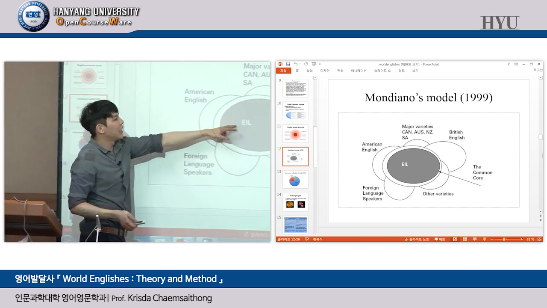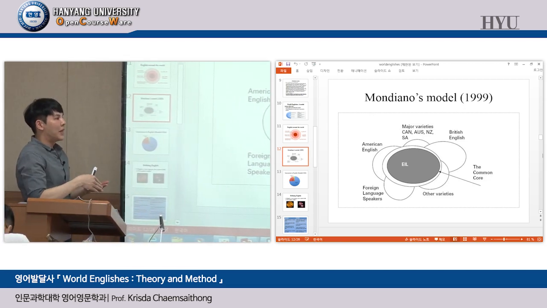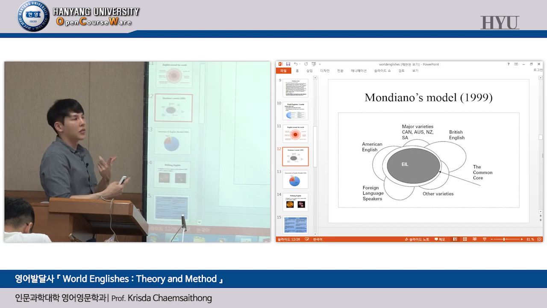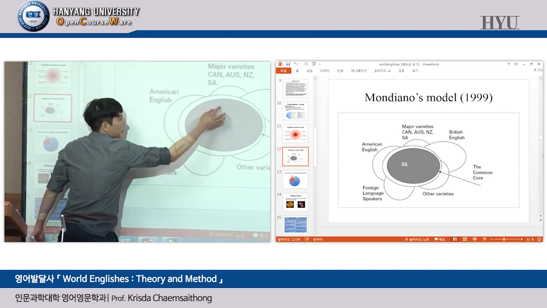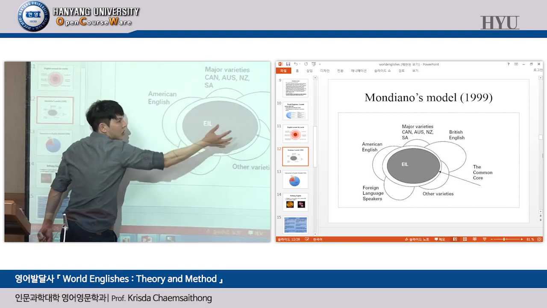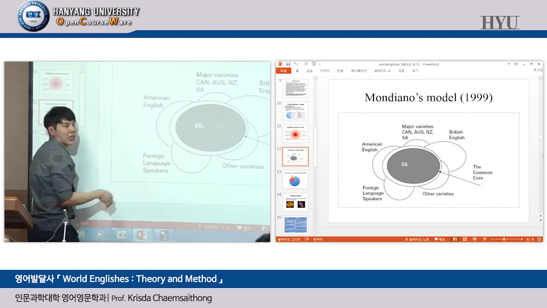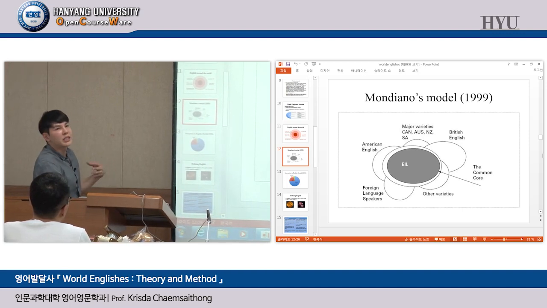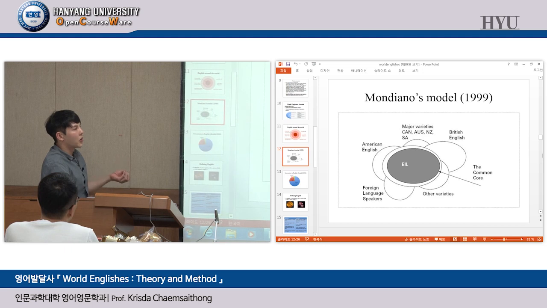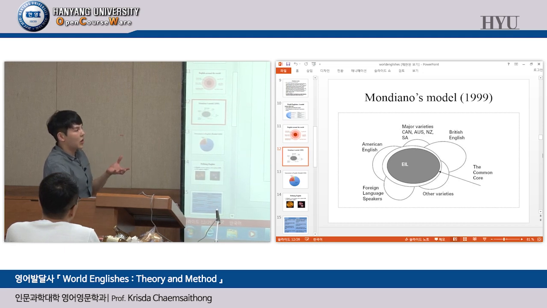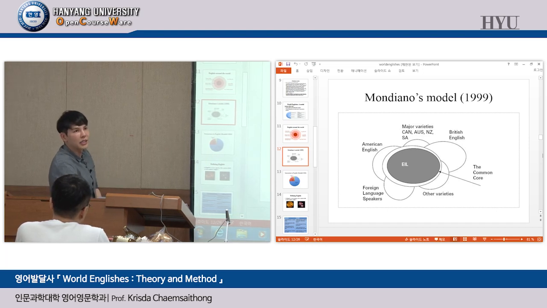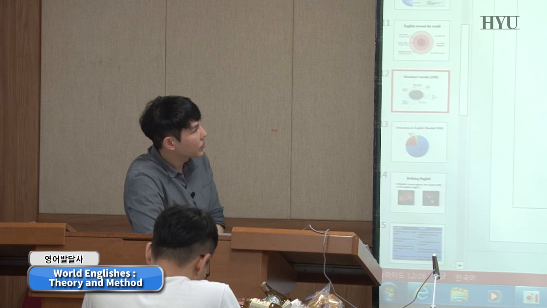So EIL, English as an international language, will allow learners to communicate with anyone, native speakers or non-native speakers, because this is the variety that all other major varieties share. This is what she proposes as a model for teaching English. Things that are important, things that will not affect comprehension, will be in this area. So EIL, English as an international language.